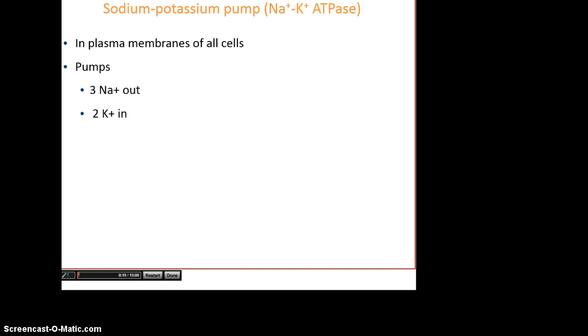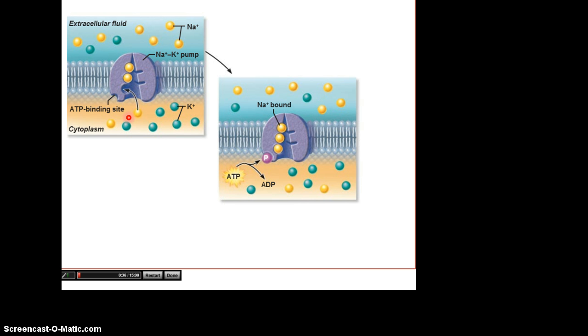Before we can talk about the membrane potential itself, we have to talk about the conditions that make it possible. And one of the conditions that makes it possible is the activity of the sodium potassium ATPase, which, as you can see, pumps 3 sodium out and 2 potassium in for every ATP that it hydrolyzes.